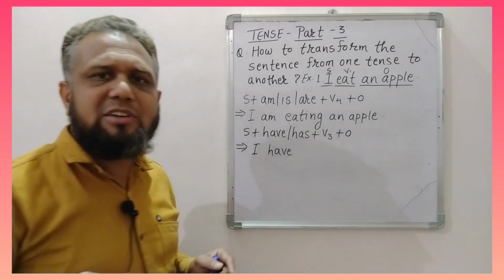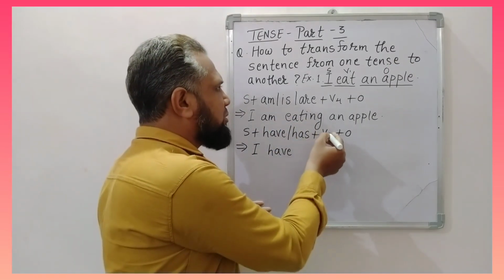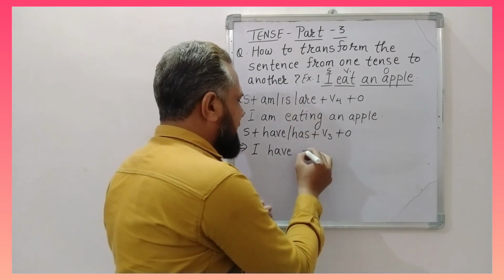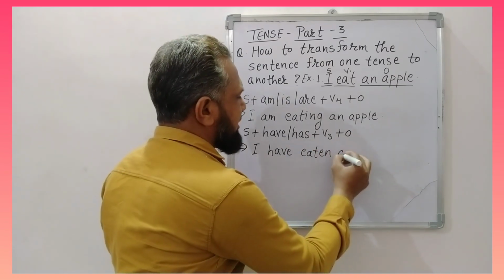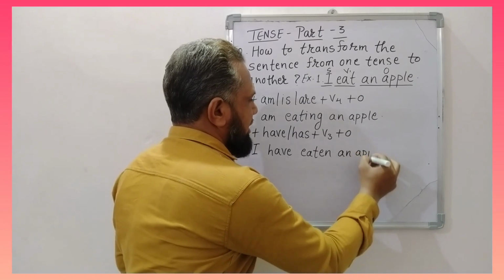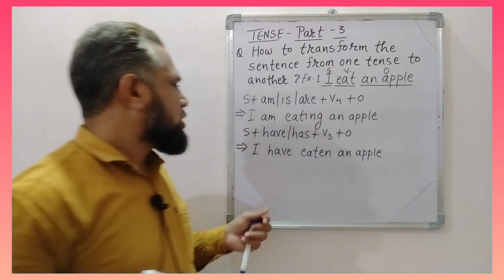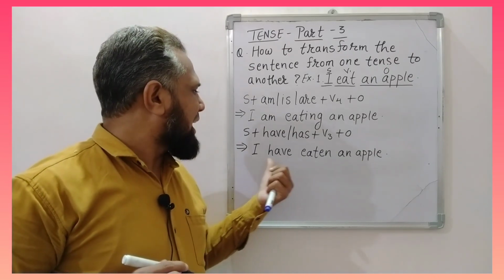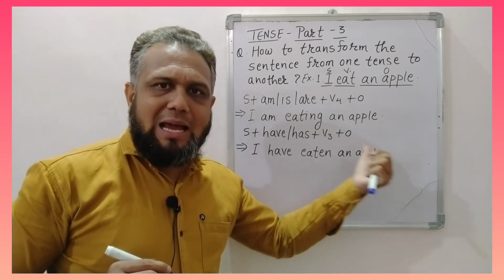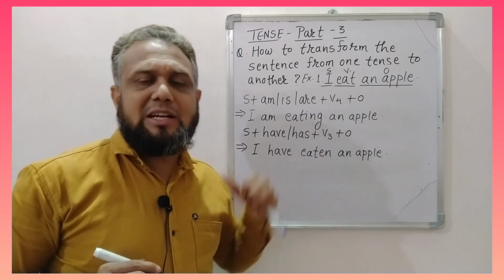What is the third form of eat? Eaten. I have eaten, object, an apple. So the sentence will be I have eaten an apple, and this is in present perfect tense.